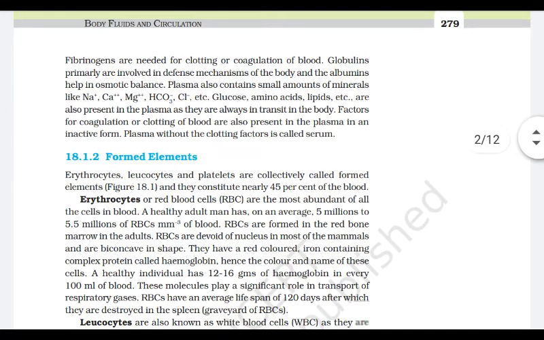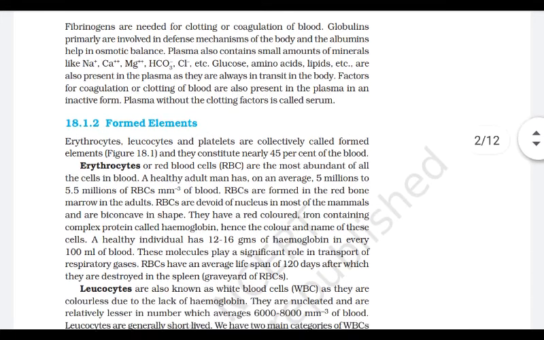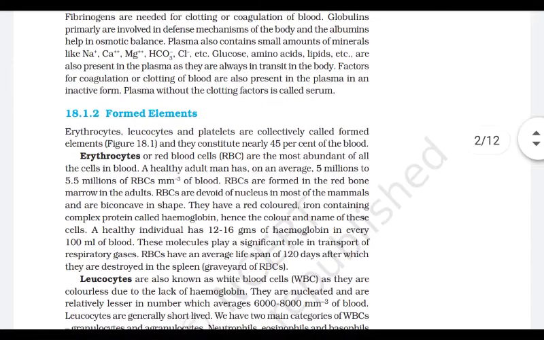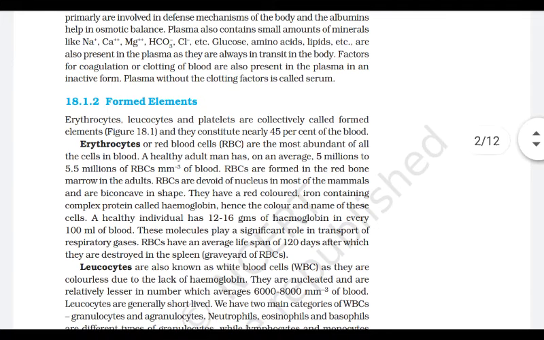Fibrinogen is needed for the clotting and coagulation of the blood. Globulins are involved in the defense mechanism and albumins are involved in the osmotic balance. Plasma also contains small amounts of minerals like sodium, calcium, magnesium and bicarbonate. Other things like glucose and amino acids are always present in the plasma in transit form, sometimes in a large amount, sometimes in a small amount. Plasma without the clotting factor is known as the serum.